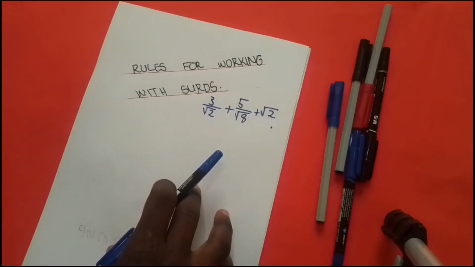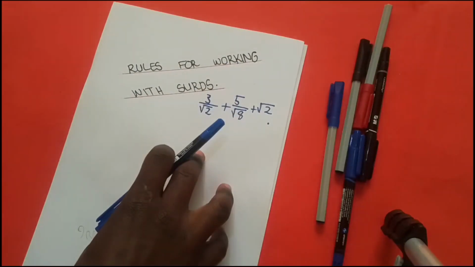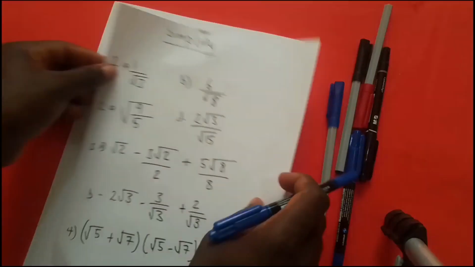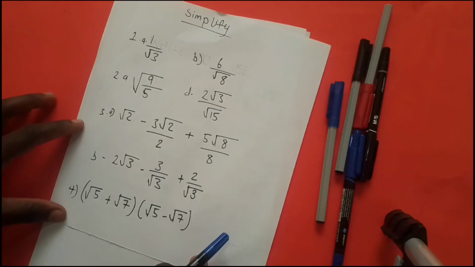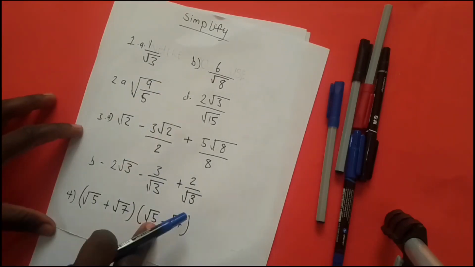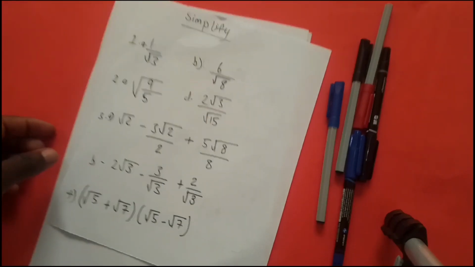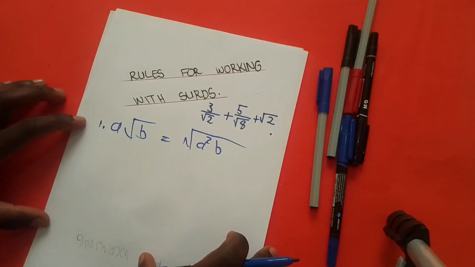So on this page, I will quickly go over the rules of working with surds. And after that, we are going to do some practice questions. I've set these questions in increasing level of difficulty from number 1 until number 4. So stay with me. Okay, so the first rule goes like this.